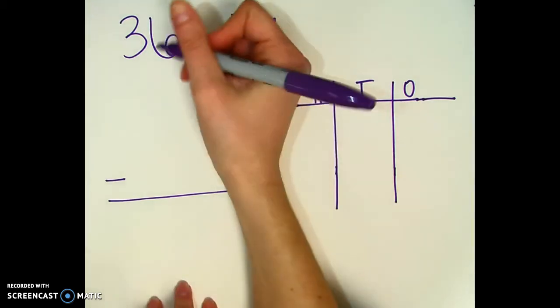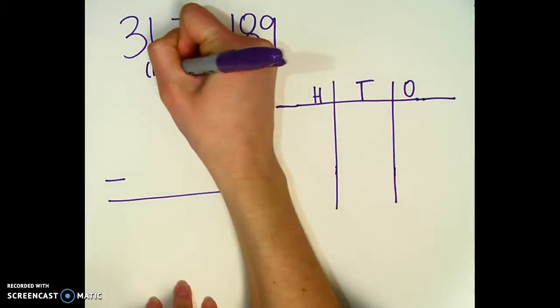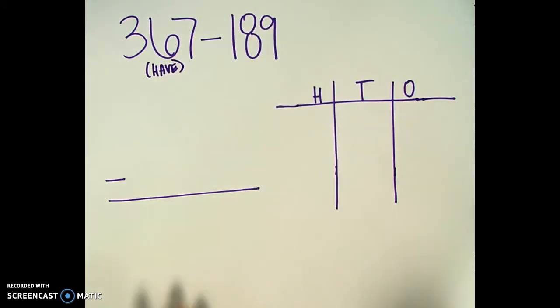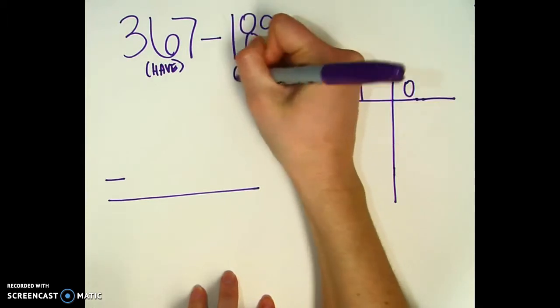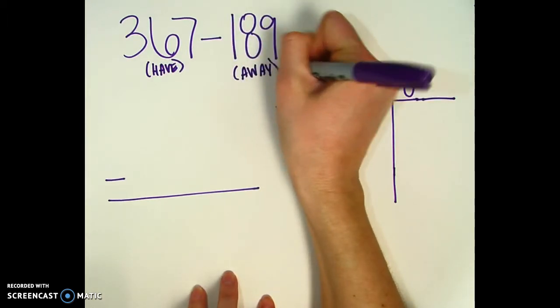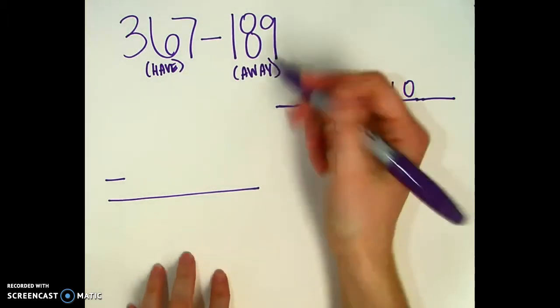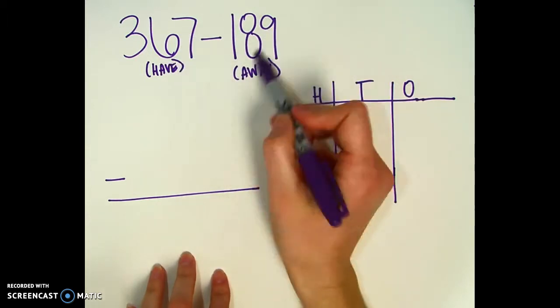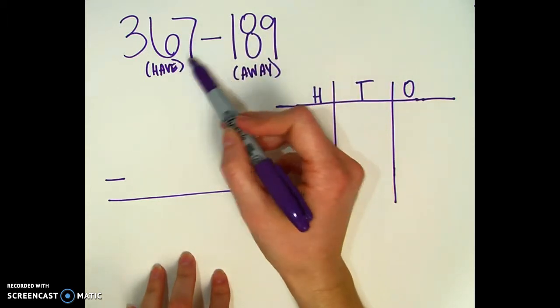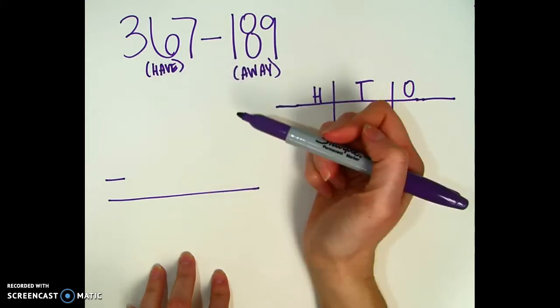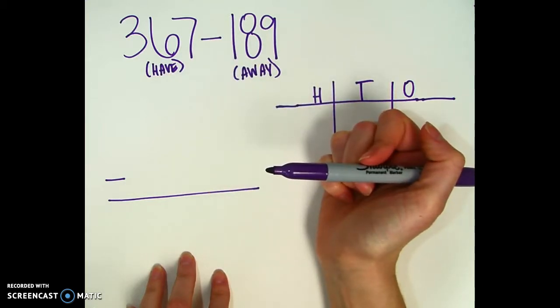What we can think of this as is the first number, or the bigger number, is always however much we have. That's what I have. And then the second number is what I'm going to take away. So I have 367 and I'm taking away 189. If I'm going to subtract numbers, I cannot subtract it here. I can't do 7 minus 9, 6 minus 8, 3 minus 1. Can't do that. It's illegal.